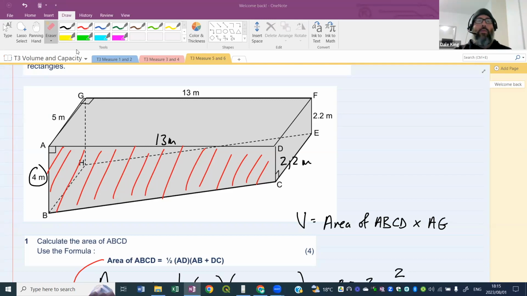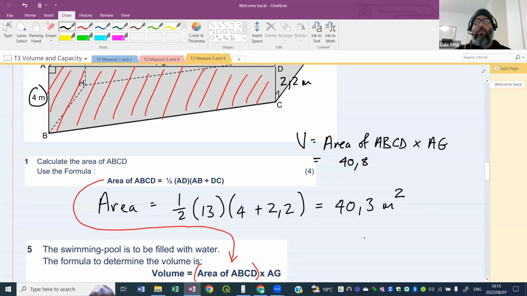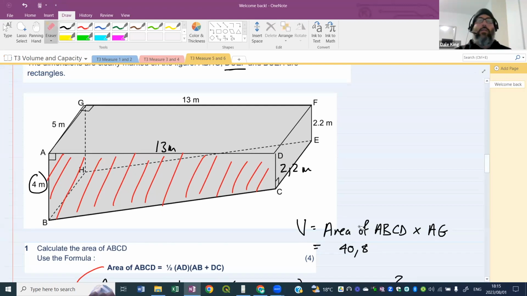All right, so we got people already putting the values in. Okay, so the area is 40,8 meters squared or 40,3. Sorry, it's right there. 40,3 meters squared times AG. AG's got two letters, it's a line length. Here it is there.